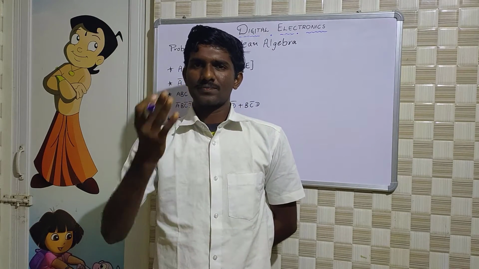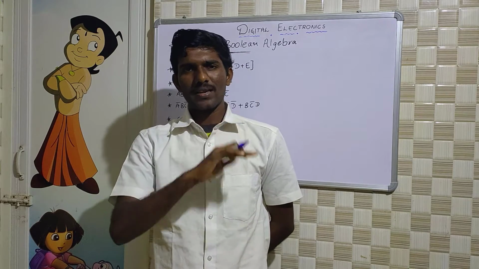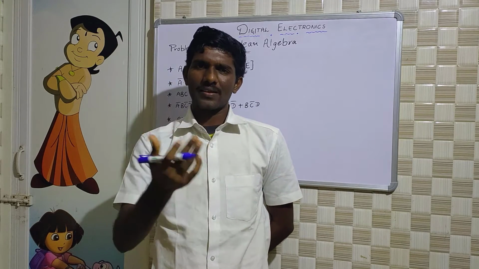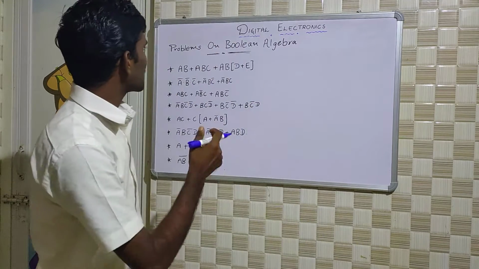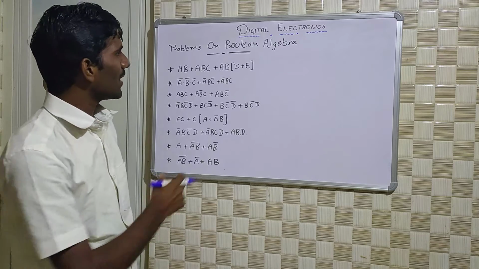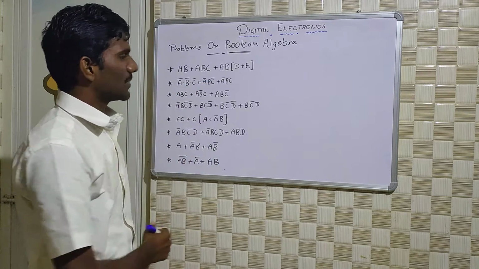In the previous classes we have seen properties and theorems on Boolean algebra, as well as conversion from SOP to standard SOP and POS to standard POS. In this class we'll see some example problems on Boolean algebra, how to reduce complex Boolean algebraic equations into simpler ones.